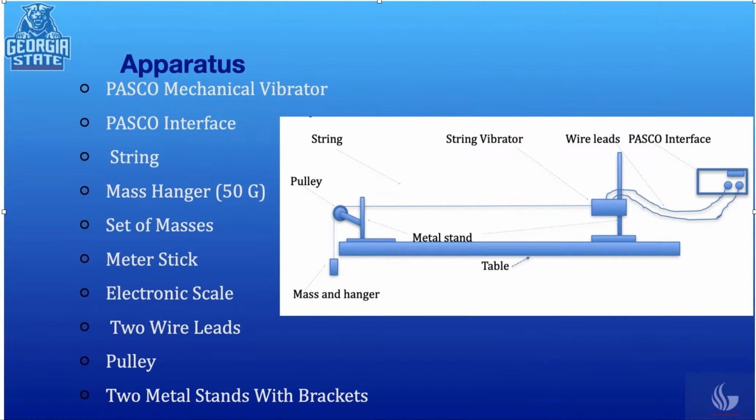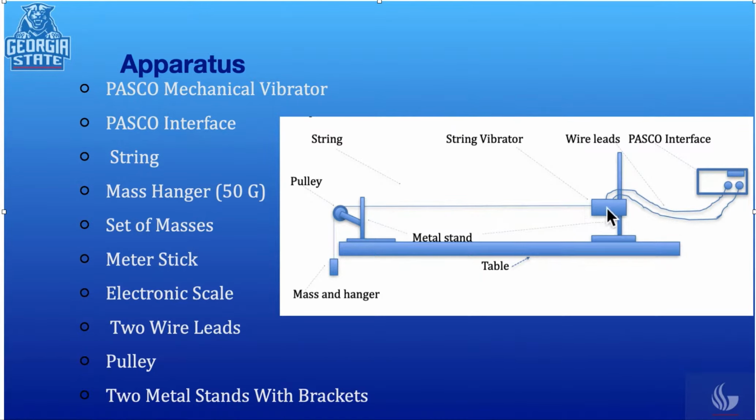Apparatus needed for performing this practical is Pasco mechanical vibrator, Pasco interface, string, mass hanger with set of masses, ammeter rod, electronic scale, 2 wire leads, pulley, 2 metal stands with the brackets. So from the figure, it's clear that we have the Pasco interface, and this Pasco interface is connected via these 2 wire leads to the string vibrator.